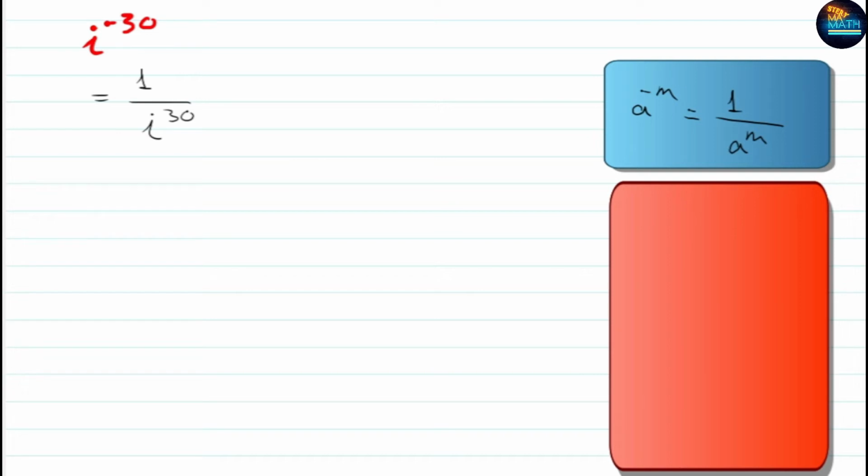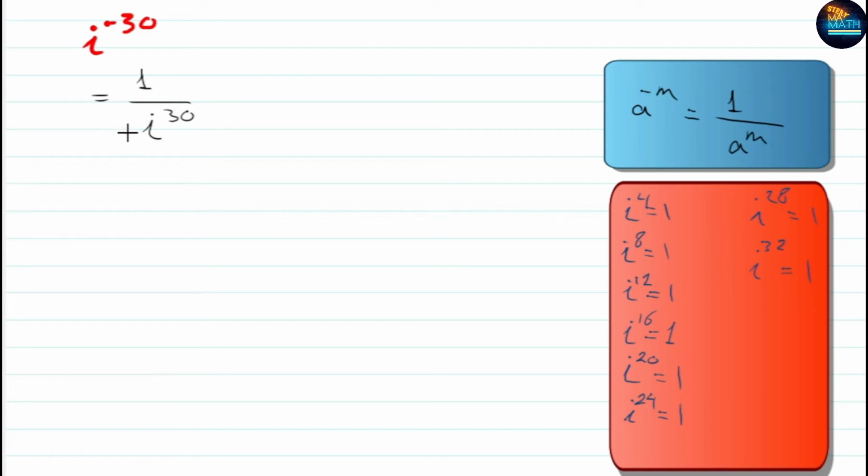Let's imagine that i to the power of 4 is equal to 1, i to the power of 8 is equal to 1, which are the multiples of 4: 4, 8, 12, and so on. So i to the power of 12 is equal to 1 also. i to the power of 16 is equal to 1 because 16 is a multiple of 4. i to the power of 20 is equal to 1. i to the power of 24 is equal to 1. i to the power of 28 is equal to 1. i to the power of 32 is equal to 1, and so on.